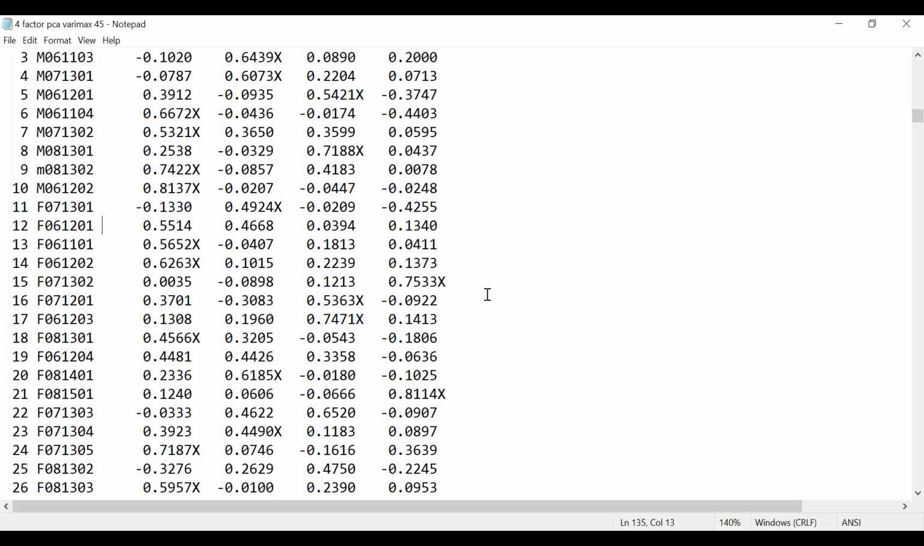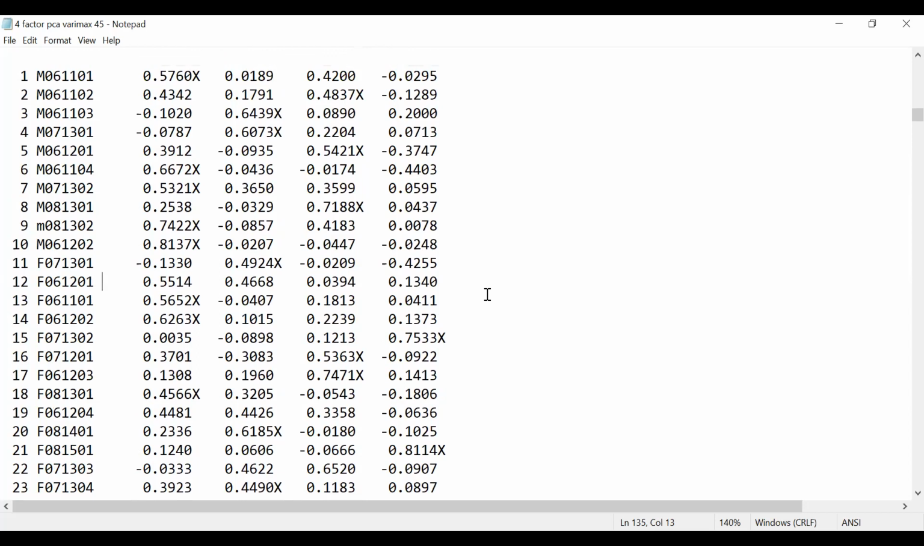So because it was such a strong factor with just 2 participants, I can justify the use of that 4th factor because they weren't included on any of the 3 other factors. And they were so strong for that 4th factor.